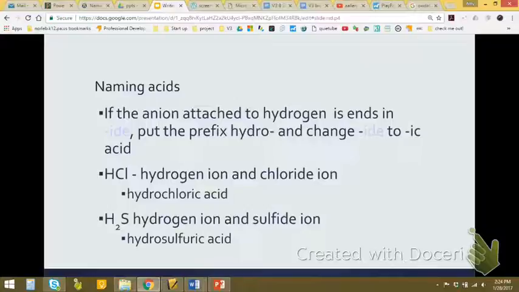And that's all you need to know in terms of naming acids, and we're not going to worry about naming bases. If you have any questions, please let me know.